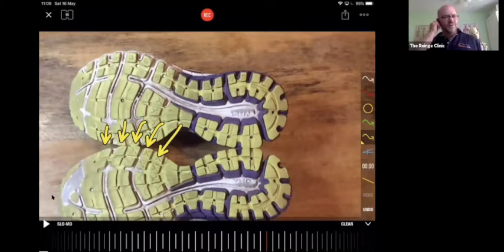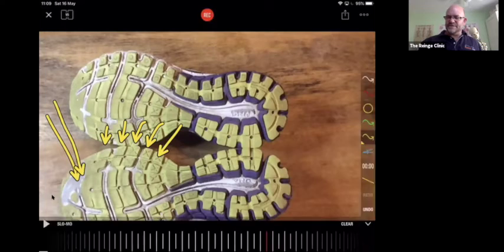Something else I should add while I'm on this picture. What we've got in this shoe is a second color showing through, where I just drew these arrows. The sole of the shoe is yellow, but white is now showing through. That tells us the shoe is worn out.